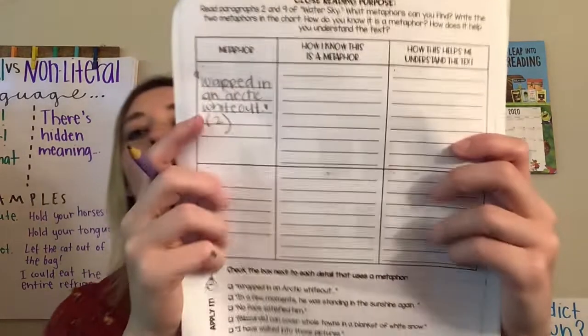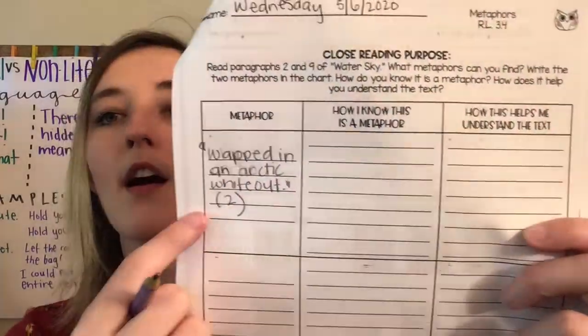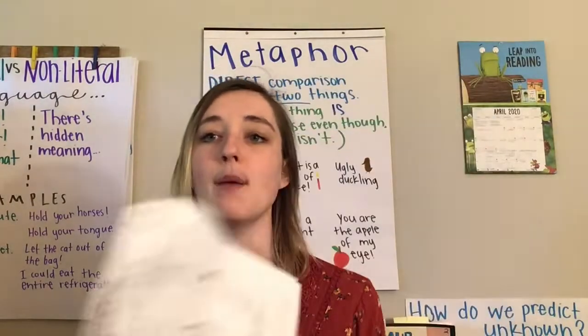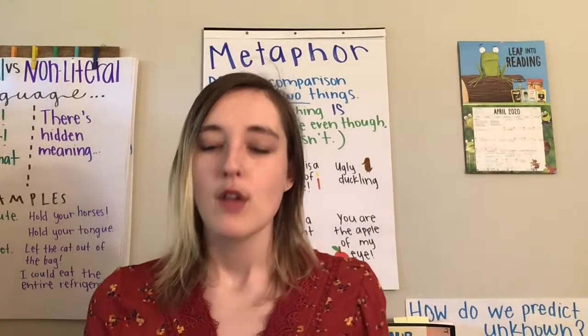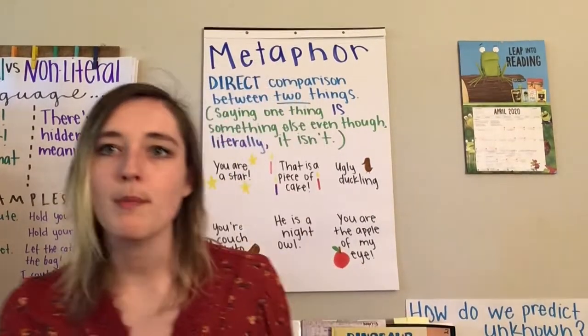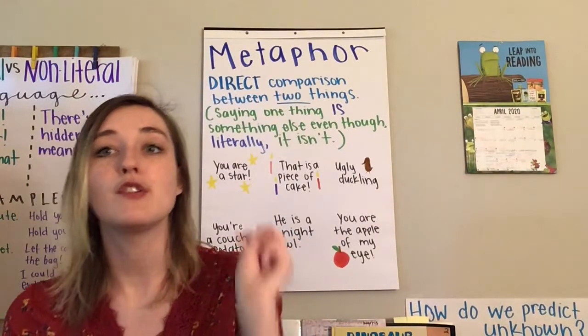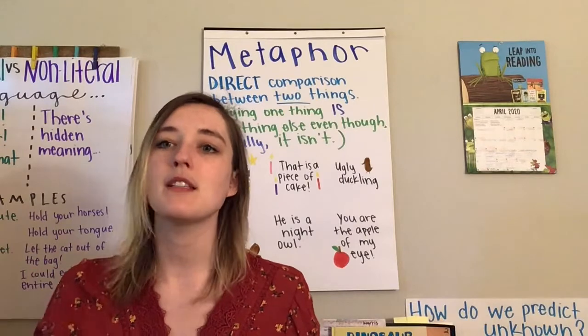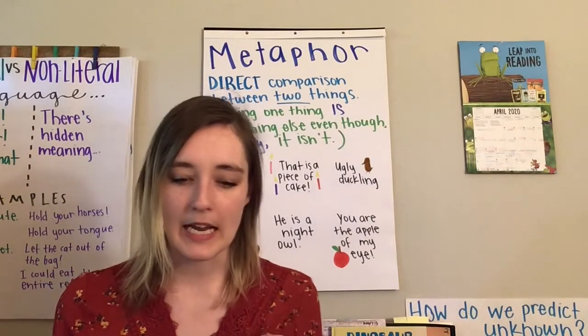Alright, so you should have written down the metaphor. It says "wrapped in an Arctic whiteout." I put quotation marks because we're copying, and I put the paragraph number, which is paragraph 2. So why is this a metaphor? Remember, a metaphor is where you're drawing a direct comparison between two things, and you're saying something is something even if it's literally not it.